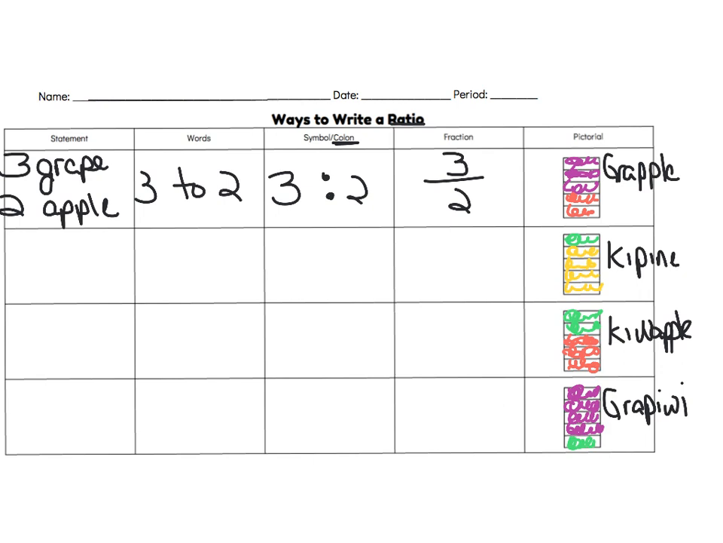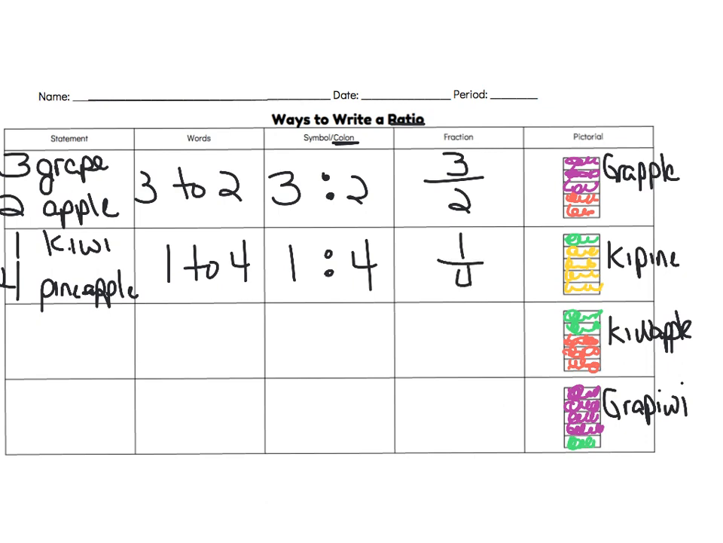So if you think you got it, go ahead and stop it and then come back and check it. If not, I'm going to continue doing this. So the next one is 1 kiwi and 4 pineapple. So it means I have 1 to 4, 1 to 4, and 1 over 4.